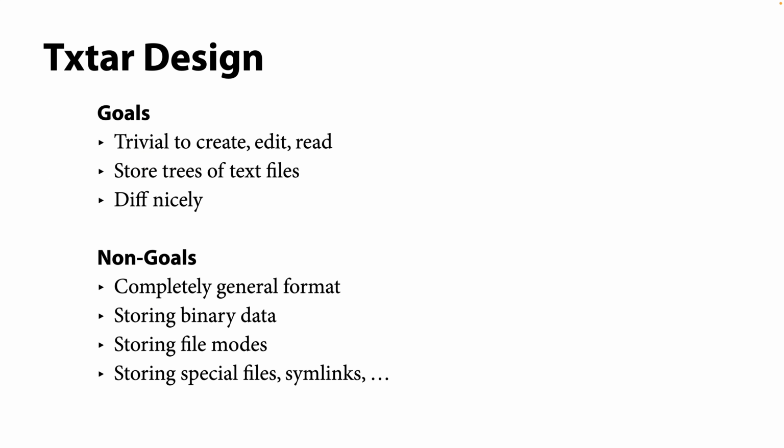txtar's design had 3 goals. First, be trivial enough to create, edit, and read by hand. Second, be able to store trees of text files, because we needed that for the Go command. And third, diff nicely in Git history and code reviews. Non-goals included being a completely general archive format, storing binary data, storing file modes, storing special files like symbolic links, and so on. These are non-goals because archive file formats tend toward becoming arbitrarily complex, and complexity directly contradicts the first goals.